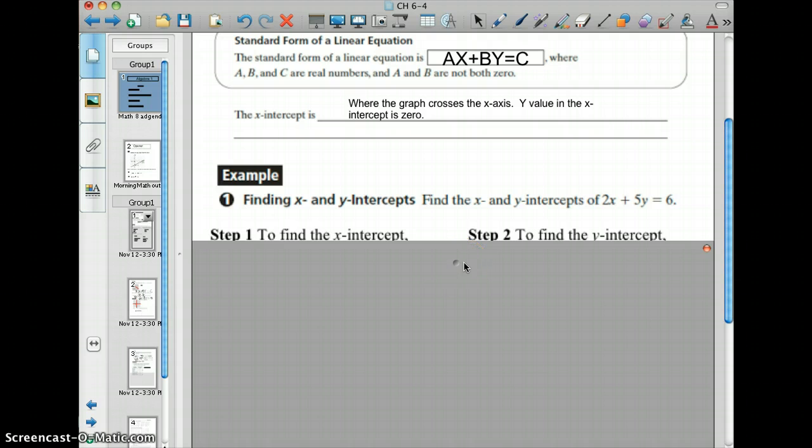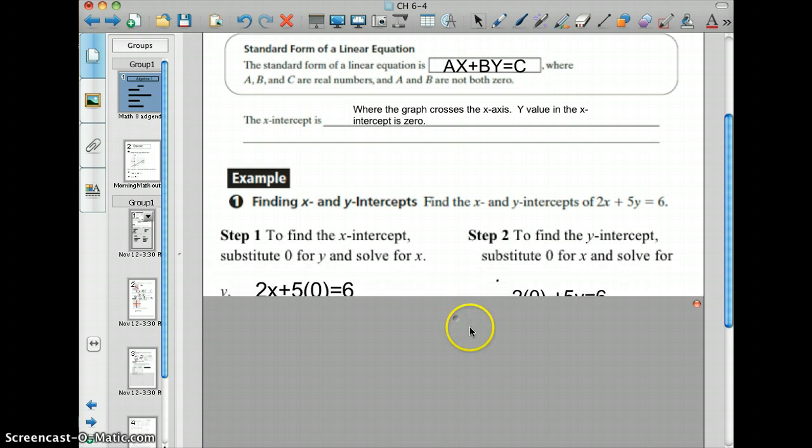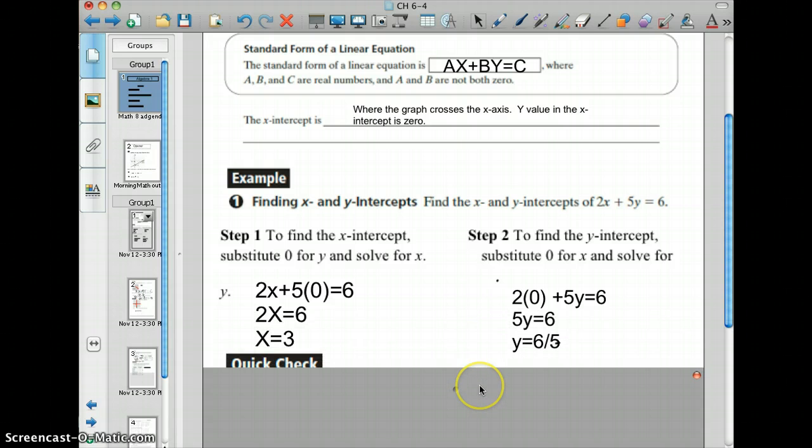To find the x-intercept, I apologize, you plug in 0 for y, so we're going to plug in 0 here for y. 5 times 0 is 0, so that becomes 0. So now you have 2x equals 6. Divide both sides by 2, you get x equals 3. I believe I've done all of that math right here for you, so we can see our x-intercept and our y-intercept.